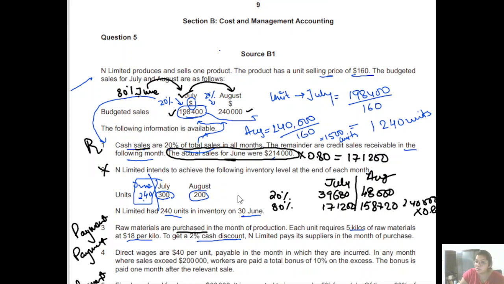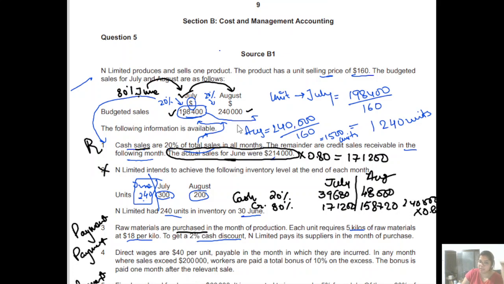Okay, so this is your cash sales and this is your credit sales. I think this is clear. Okay, I'm going to explain again. They said cash sales 20% of the total sales of all months.